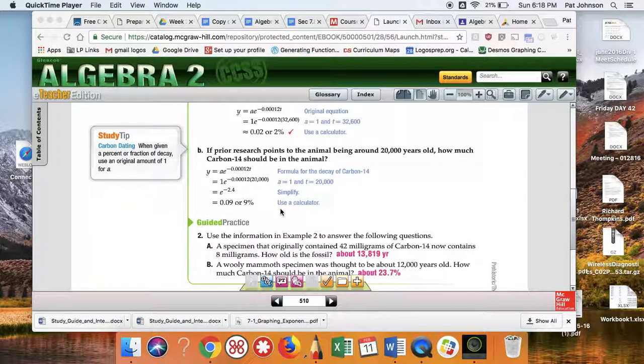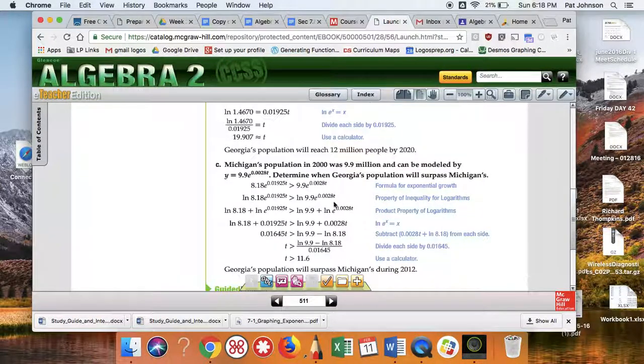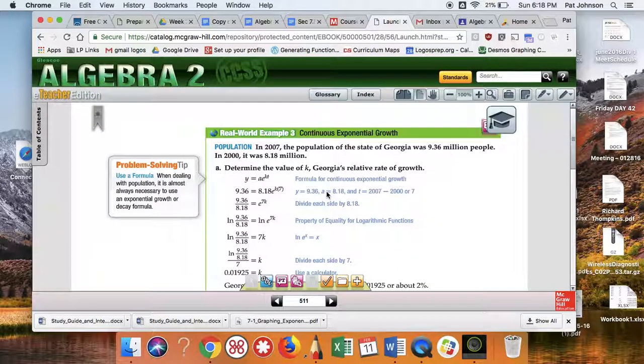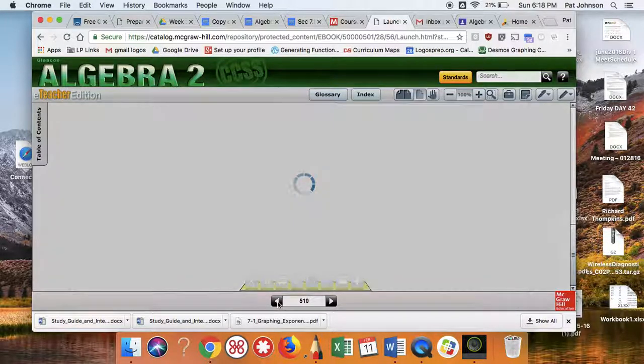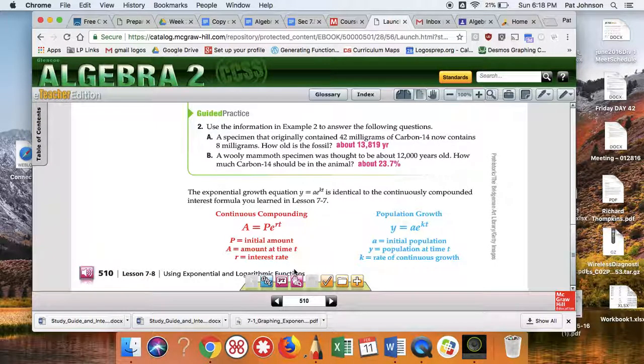All right, so it's just kind of being familiar with this and understanding that half-life means half of the amount of carbon. It's not a fancy word. It really means half of its life. All right, so let's look at continuous exponential growth. So we said, oops, I think we missed the formula here. And we did. All right, so we've got two formulas that we need to know. One for continuous compounding, and then one for population growth.